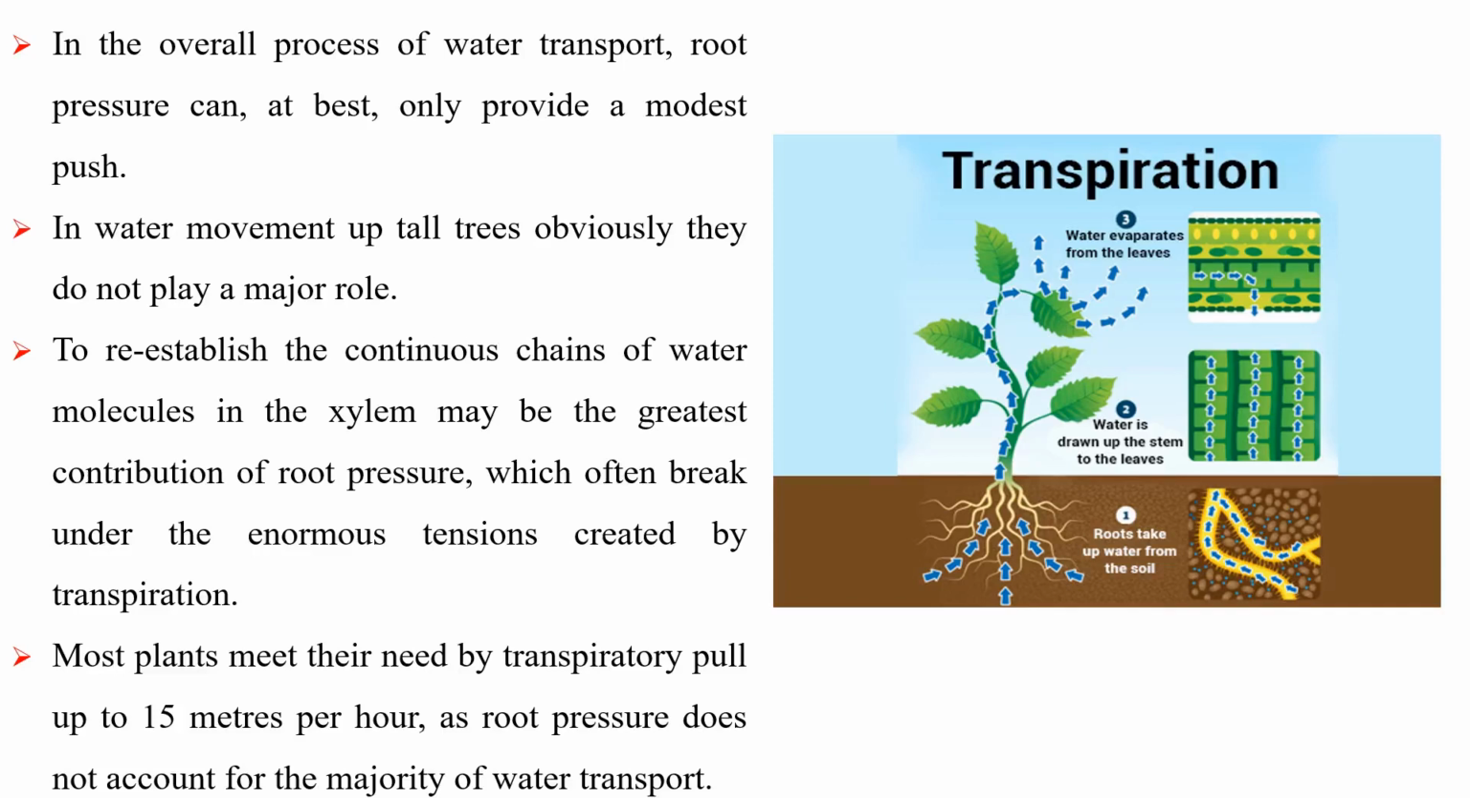In the overall process of water transport, root pressure can at best only provide a modest push. In water movement up tall trees, obviously it does not play a major role. The greatest contribution of root pressure may be to re-establish the continuous chains of water molecules in the xylem, which often break under the enormous tensions created by transpiration. Most plants meet their need by transpiratory pull, up to 15 meters per hour, as root pressure does not account for the majority of water transport.